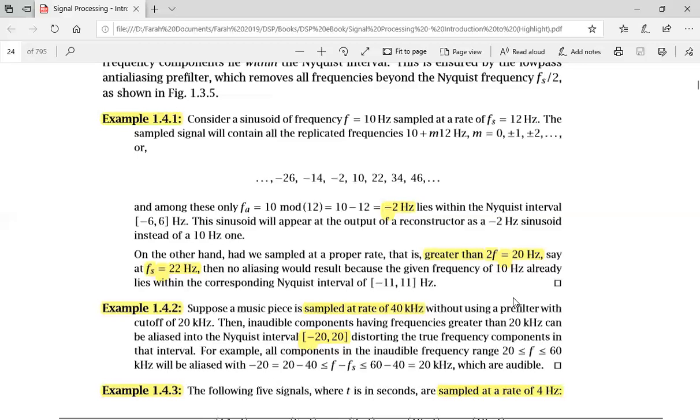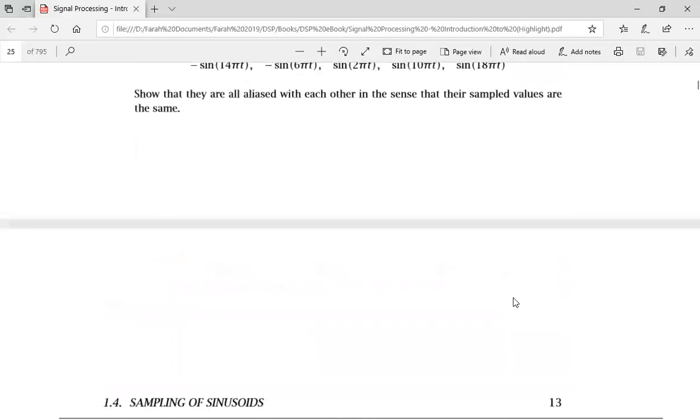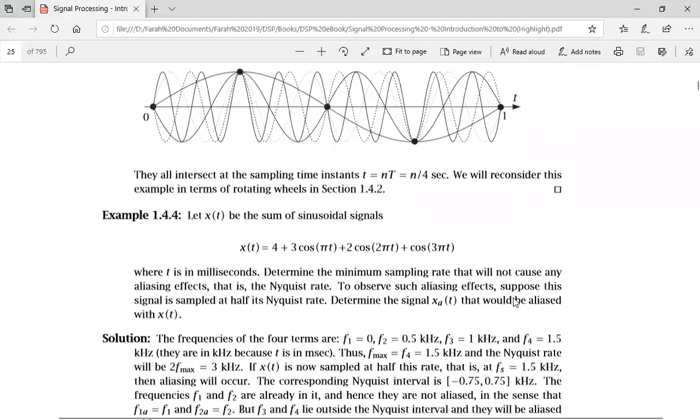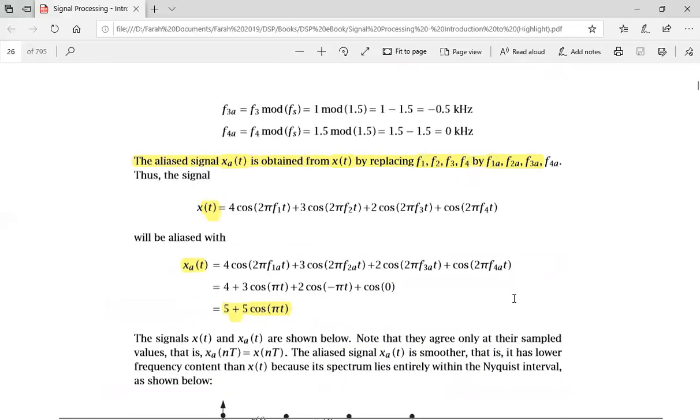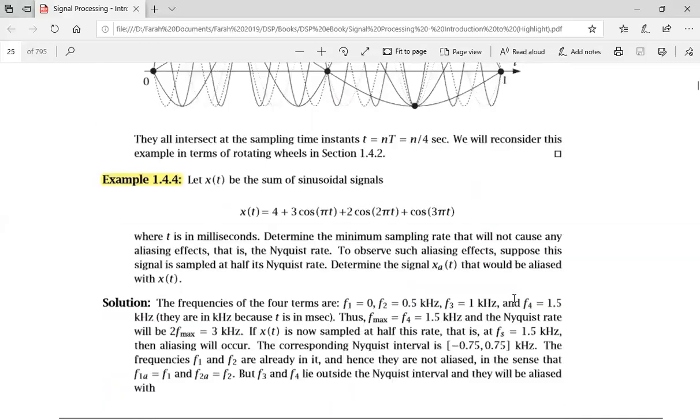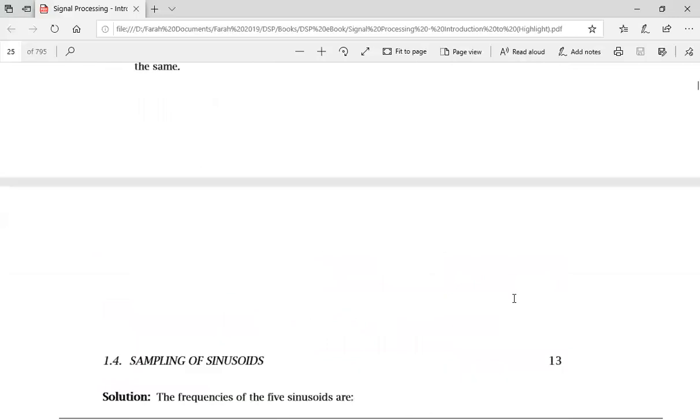This we have done, example 1.4.1. In this case, we have done. Now I will just discuss another problem here. In this case, you will see here. For example, I will go back.